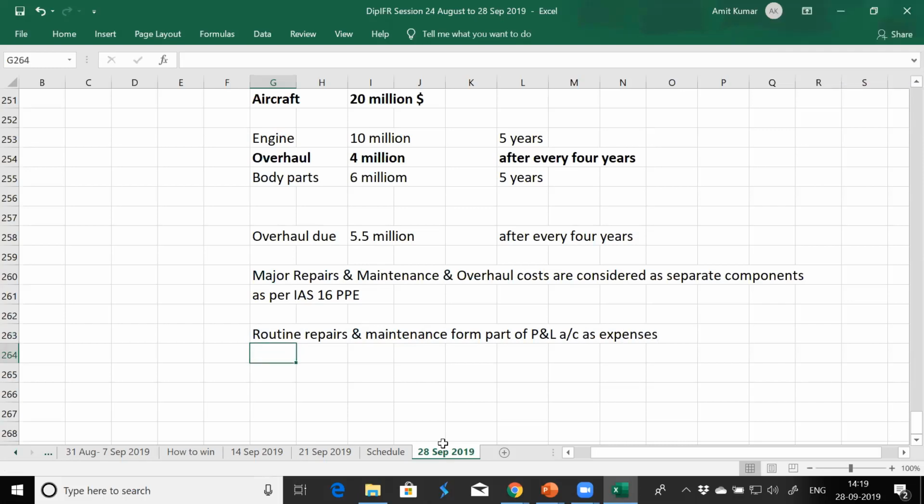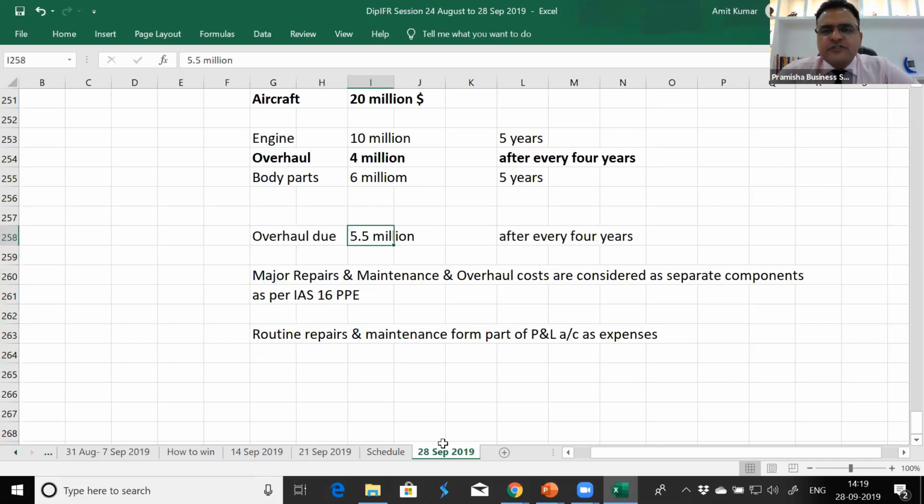Amit: Yes, one thing. For that overhaul due 5.5, we are not going to create a provision for this expenditure which is going to happen after the date. This is actual cost which is incurred after 4 years. Yeah. And we are not going to create a provision because this is actually being spent and this is going to be depreciated over the next 4 years. Yes. After the next 4 years, it may happen that we have spent 6 million. Yes. But will a provision for depreciation be created? Provision for depreciation will be created, yes.